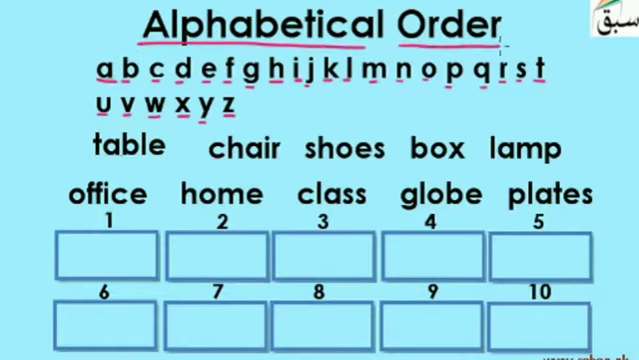You can see there are 10 words and below that there are 10 boxes. Now we have to arrange these words in alphabetical order. According to the order of the alphabet, the first letter is A. If any word begins with letter A, then we will write the word in the first box. The second letter of the alphabet is B.